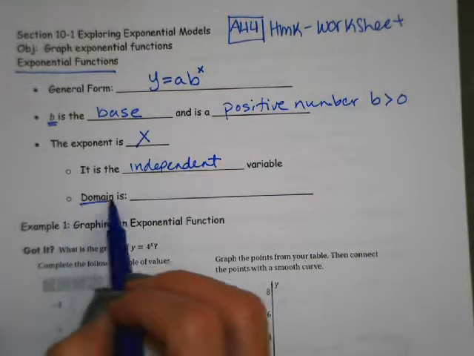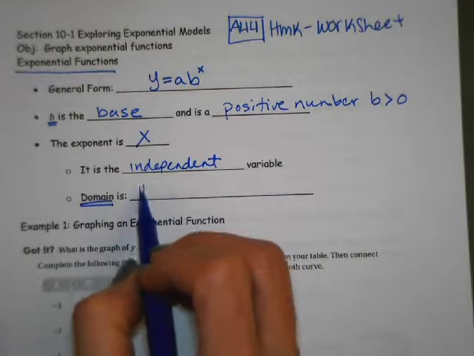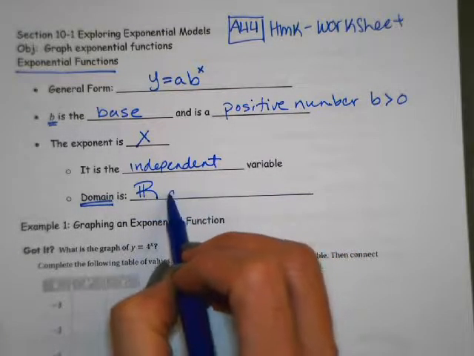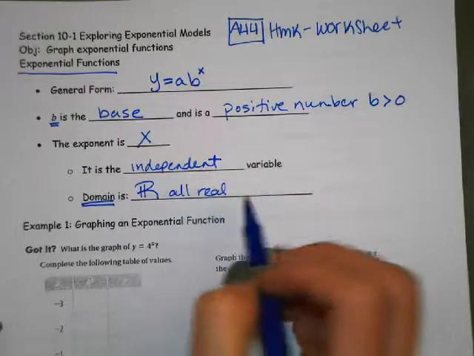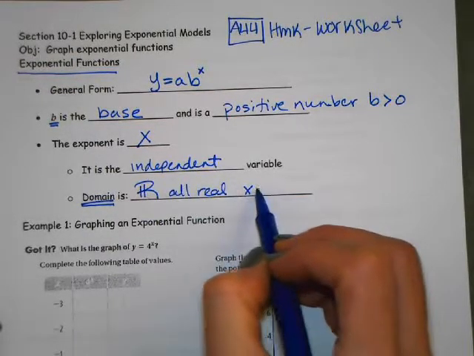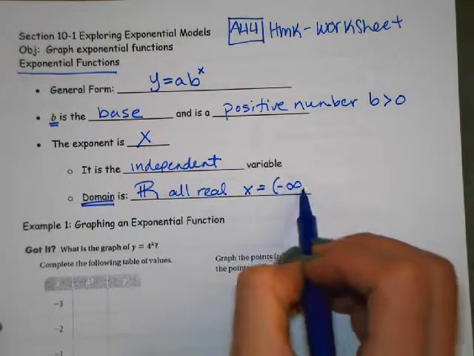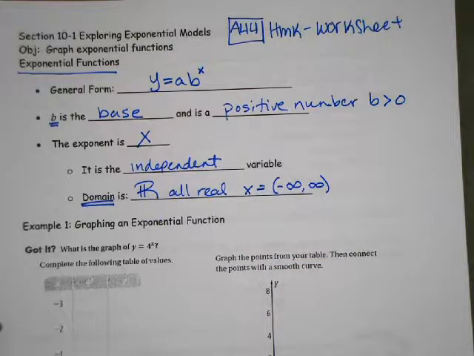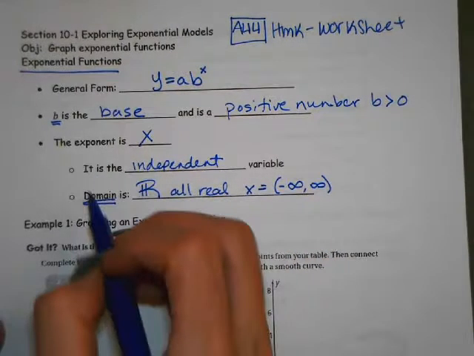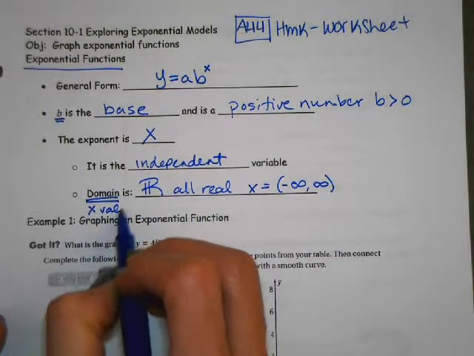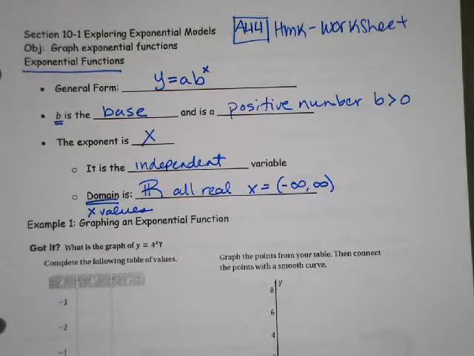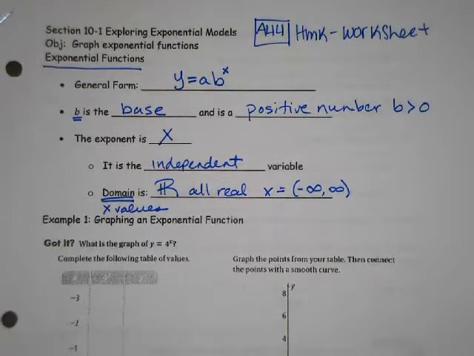Okay, we have domain again that we're going to be talking about, and domain is going to be all real numbers again. So all real. Okay, so basically your x is going to equal negative infinity to infinity. Remember, your domain is your x values. So there isn't any x value we can't use. Okay? So it's kind of like the generals of it.